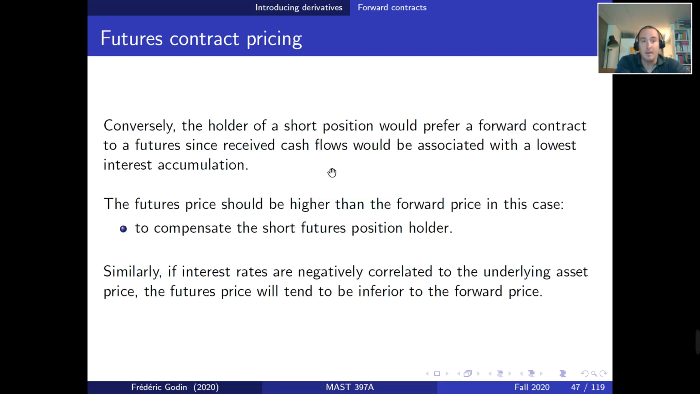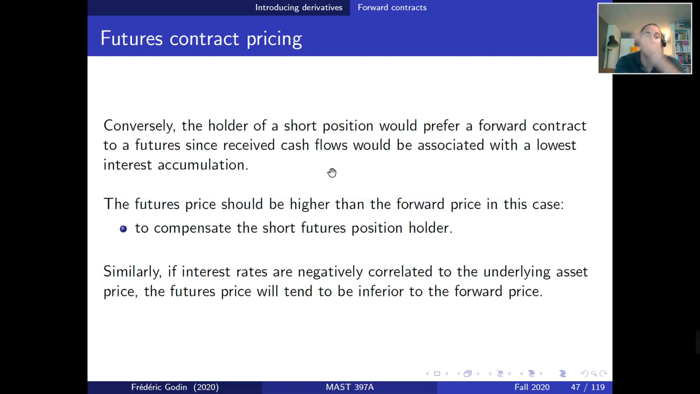Conversely, if you're the short position, it's exactly the opposite. Okay, so if you're a short position when interest rates go up, it means that the stock goes up also, so you have to pay a cash flow. So you pay a cash flow when interest rates are very high, and you will receive cash flows when interest rates tend to be small. So it is not interesting to receive your cash flows right now.